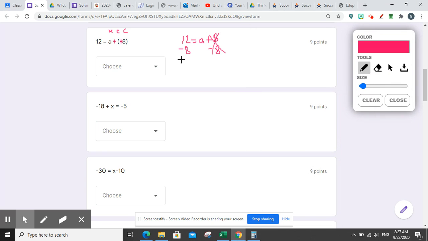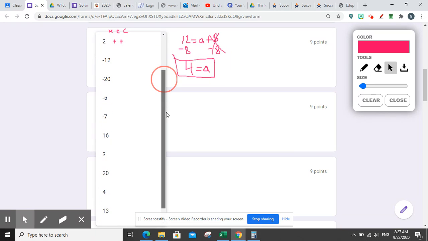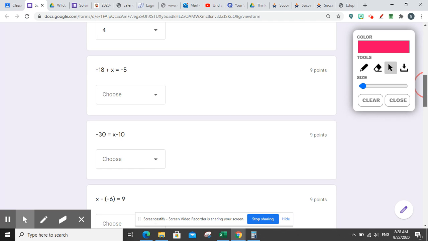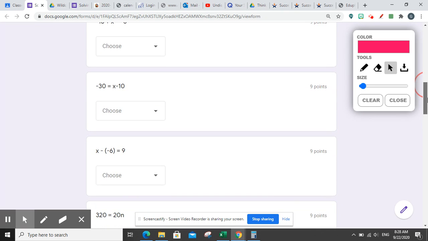Okay, so it's 4, right? So 4, bring down my equal sign, and now I'm left with my a. So 4 equals a, or a equals 4. I go in here, I look for my answer choice, okay, and it is right here. Okay, awesome. So those are two-step equations. Okay, those are one-step equations. Now I'm gonna jump to one. These are all, so far, all of these are one-step equations.